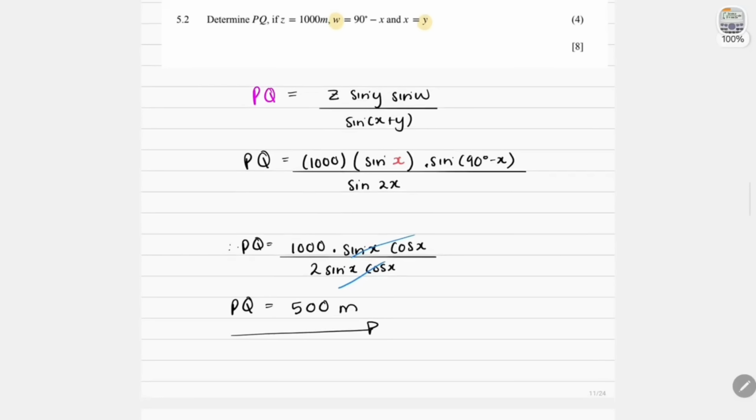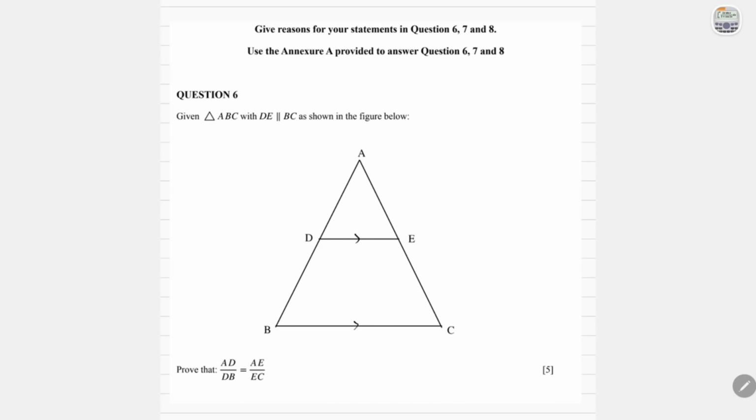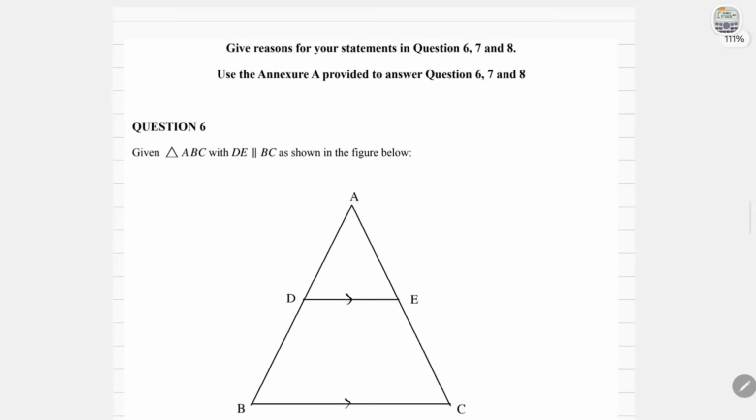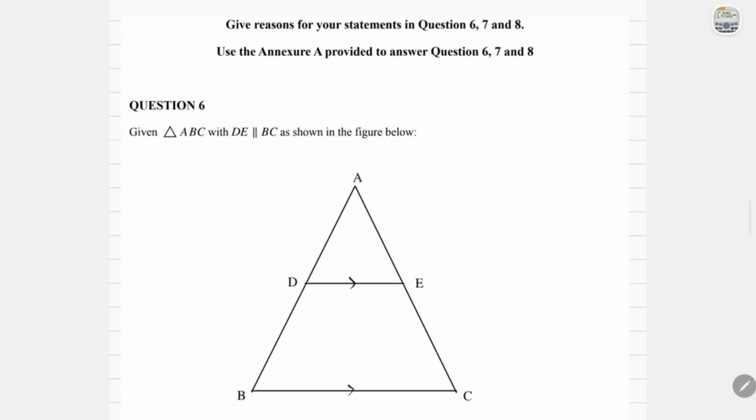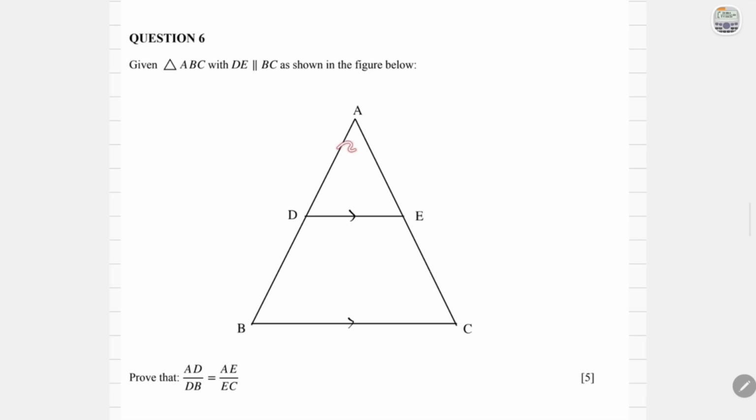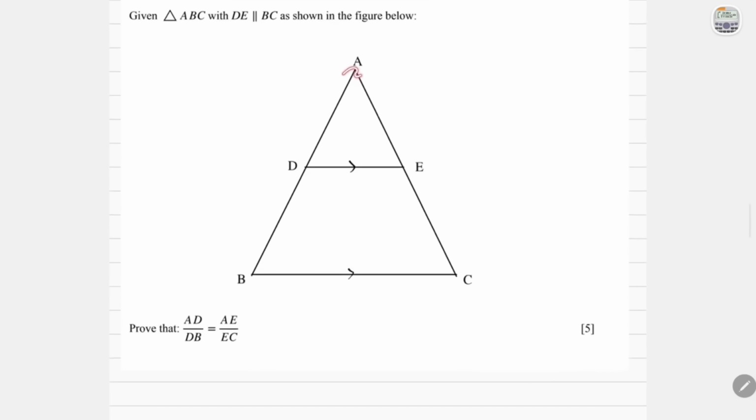And that is it for question 5. Question 6. And just note that in question 6, 7, and 8, we need to give reasons for any statements made. Okay. Question 6 says, given triangle ABC with DE parallel to BC as shown in the figure below, we need to prove that AD over DB is equal to AE over EC.